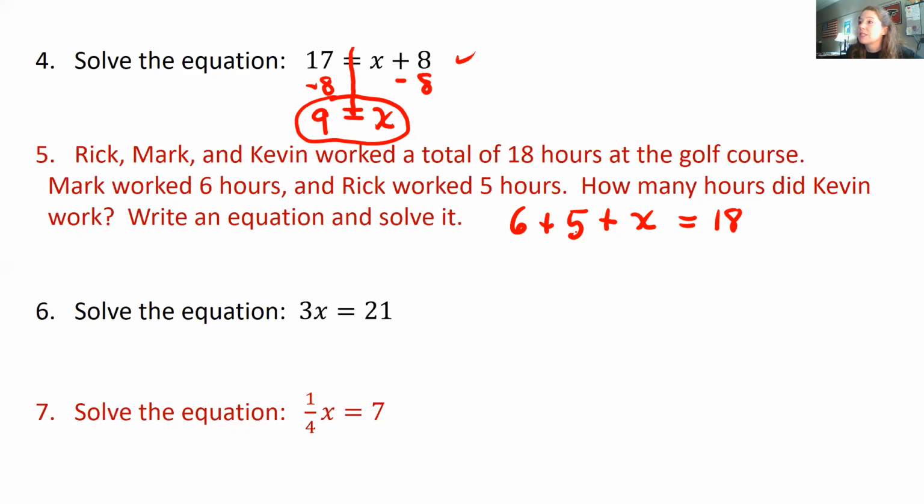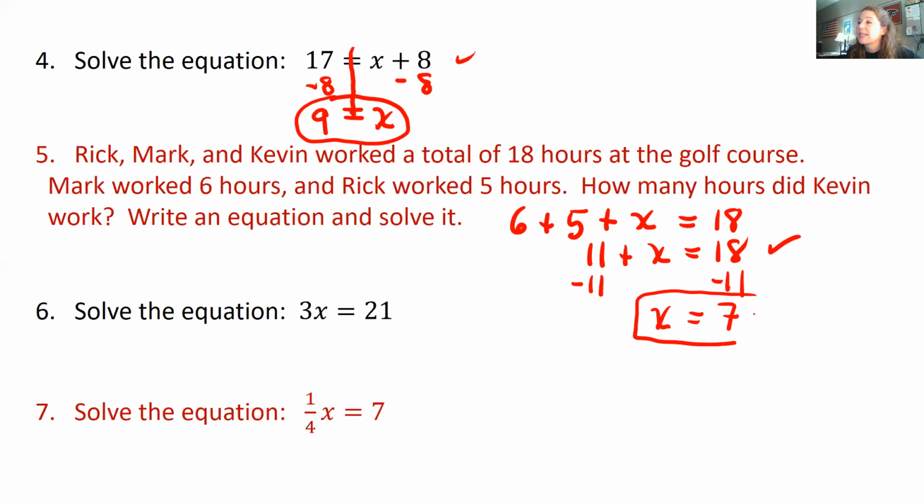I could combine these two like terms. 6 plus 5 is 11. So there's my equation. That's the best equation because it's simplified. And now to solve it, we want to get X by itself. Well, how do we cancel out a positive 11? The only way to cancel out a positive 11 is to subtract 11. So X would equal 7. So Kevin would work 7 hours. So I wrote my equation and I solved it.